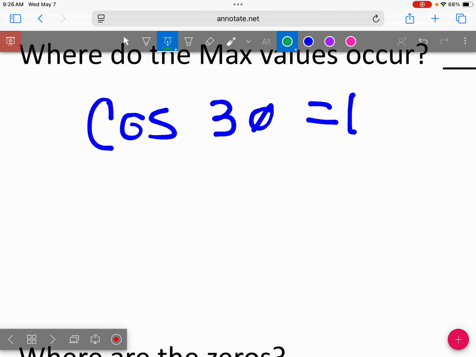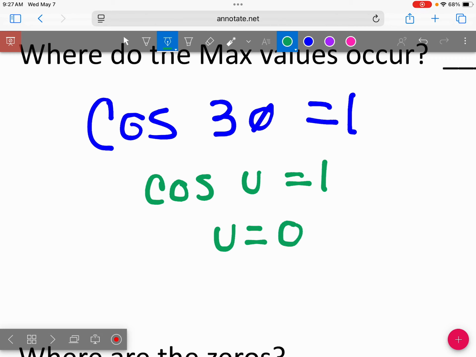I did these as like a u substitution. So doing cosine of u equals 1, we can figure out when that is. When does cosine equal 1? At 0. And it repeats every 2 pi n, because every time it goes around the circle, it's going to make a 1 again.